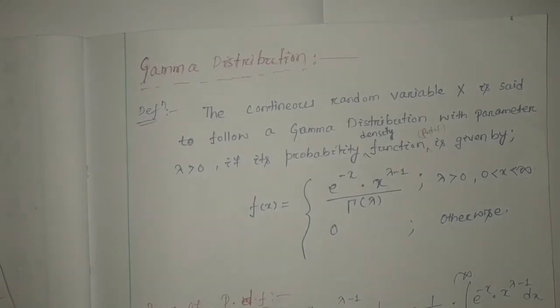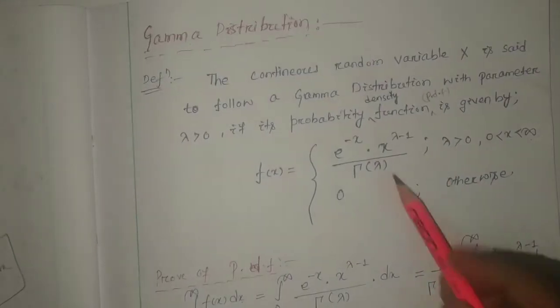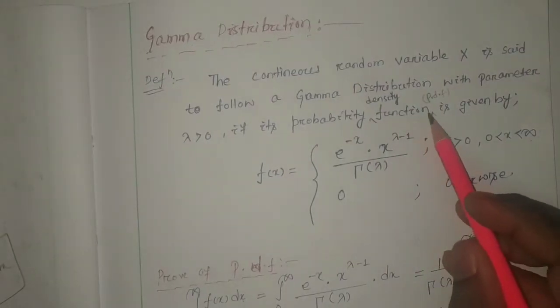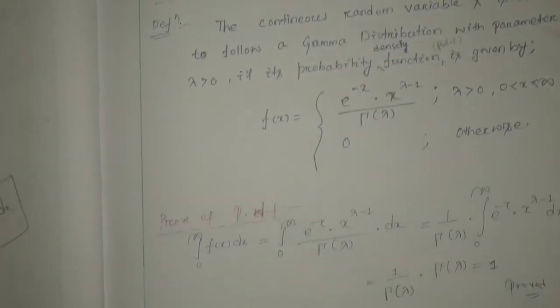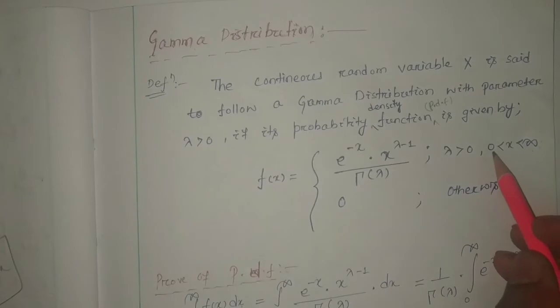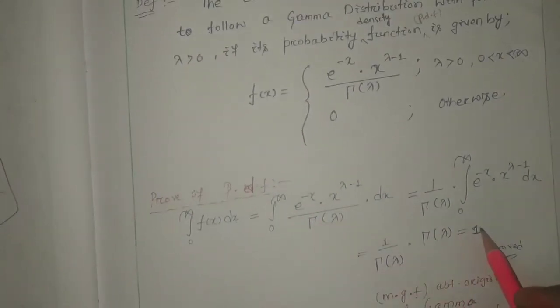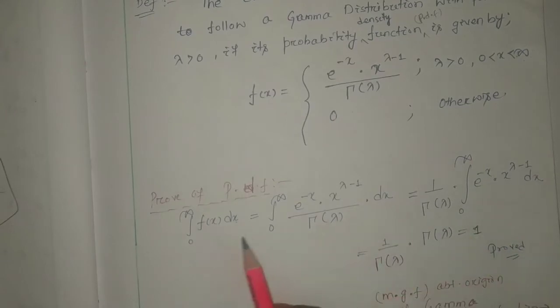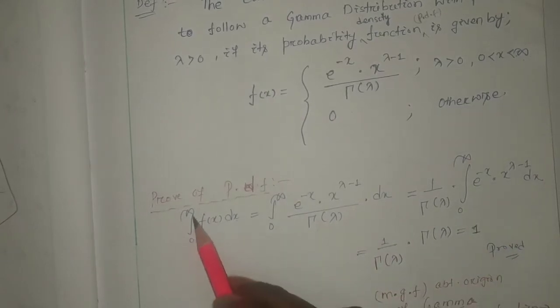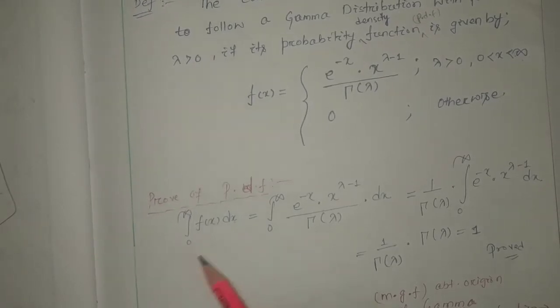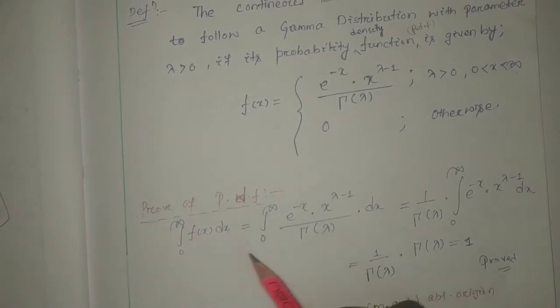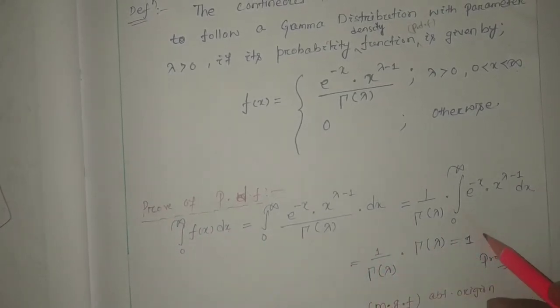Now we have to prove that the PDF defined for the gamma distribution is valid. If it is valid, then integrating it from 0 to infinity must give the value 1. So we integrate f(x) dx, the PDF of the gamma distribution, from 0 to infinity. What are we going to get? We are going to get 1, but how?